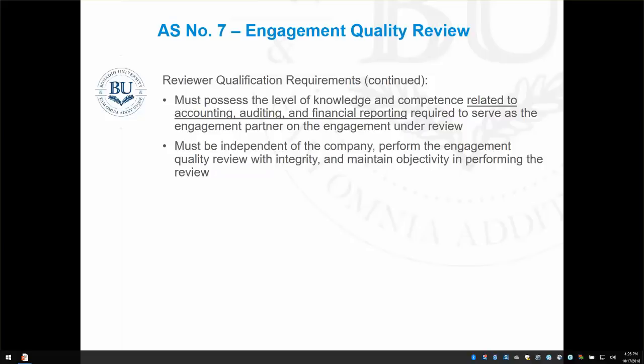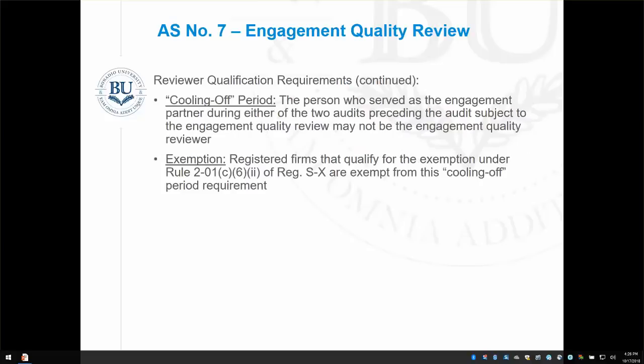Now, from an overall qualification and cooling off period standpoint, what does that mean? After 5 years, you are required to rotate off as the engagement quality review partner. So it's a similar requirement to the lead audit partner. After 5 years, you're done with that client for 5 years. You can't do anything associated with that client because of the SEC independence rules.